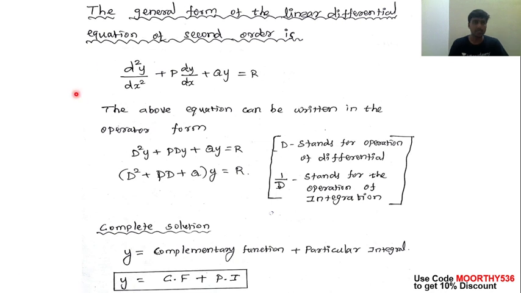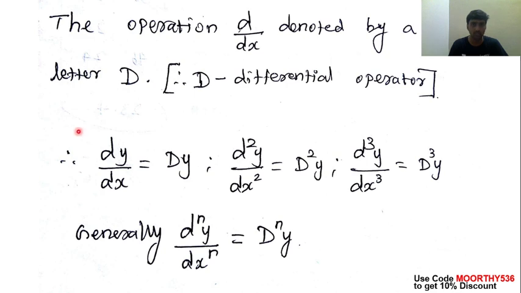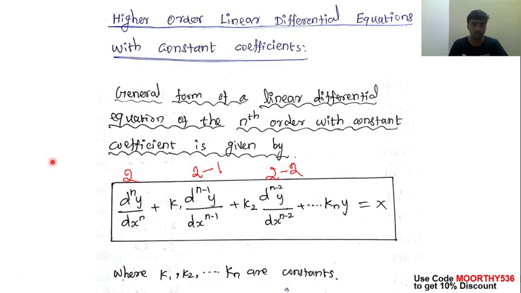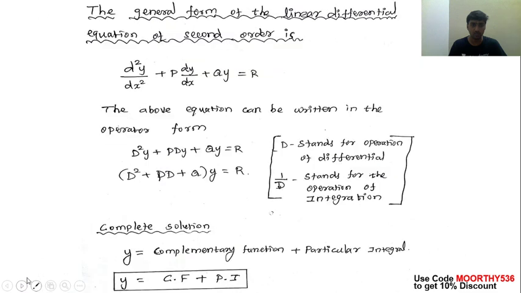This is the general form of the linear equation of the second order. When we substitute n is equal to 2, as per the previous slide discussion, we get d square y divided by dx square plus k1 into dy divided by dx. The equation is converted into a second order equation: d square y divided by dx square plus p into dy divided by dx plus q into y is equal to r. This is the general form of the differential equation.